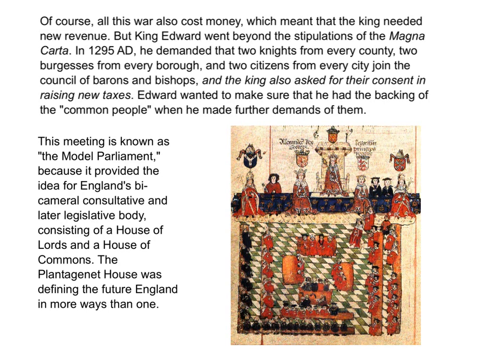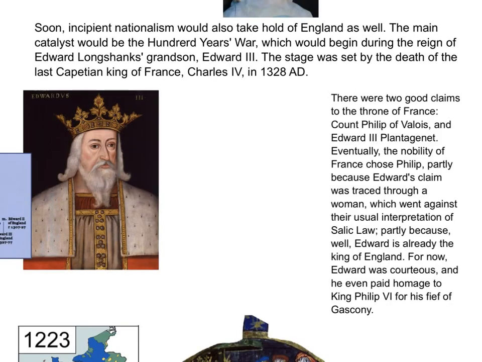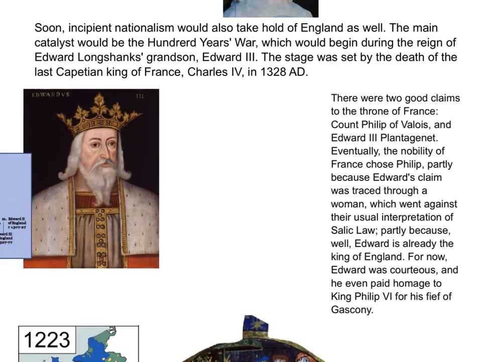This meeting is known as the Model Parliament because it provided the idea for England's bicameral consultative and later legislative body consisting of a House of Lords and a House of Commons. The Plantagenet House indeed was defining the future England in more ways than one. Soon the incipient nationalism that we saw in Scotland would also take hold of England as well, and the main catalyst of this would be the 100 Years' War, which would begin during the reign of Edward Longshanks' grandson, Edward III. Here he is right here.